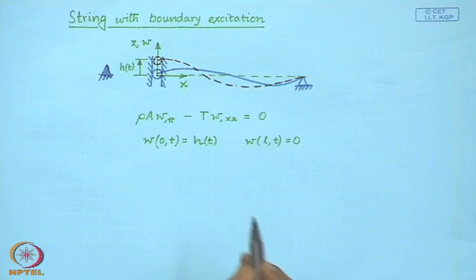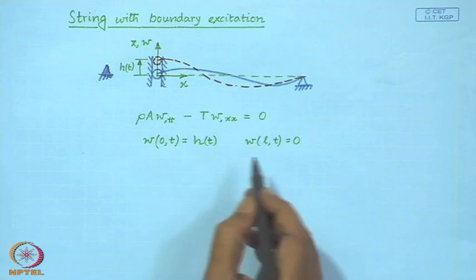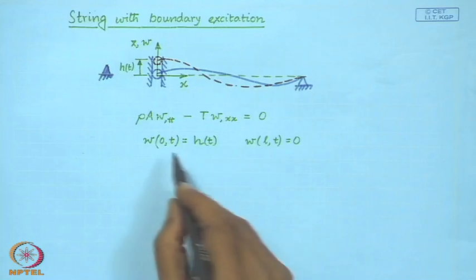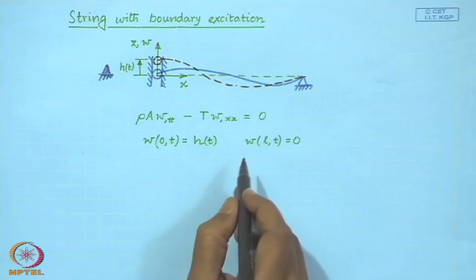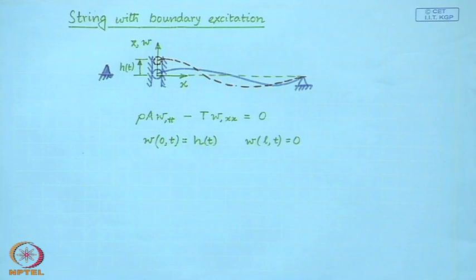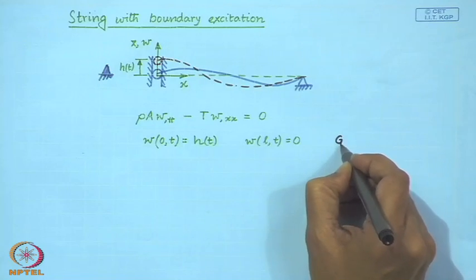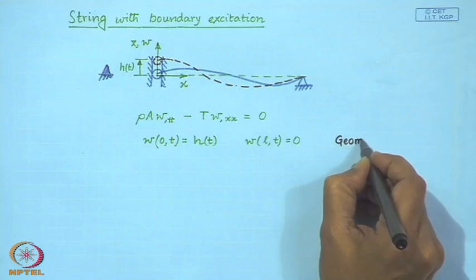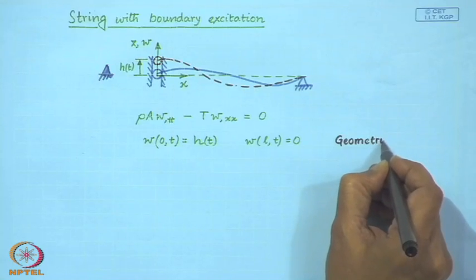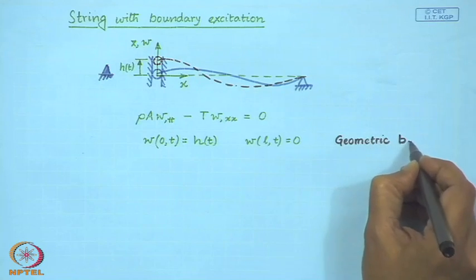So, first of all, in this case, at both the boundaries we have a condition on the displacement of the string. So, both these boundary conditions are geometric boundary conditions.